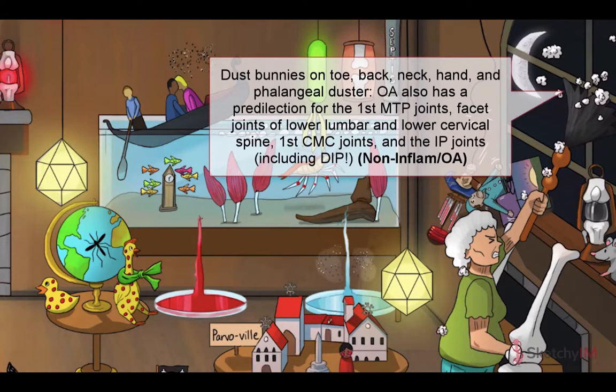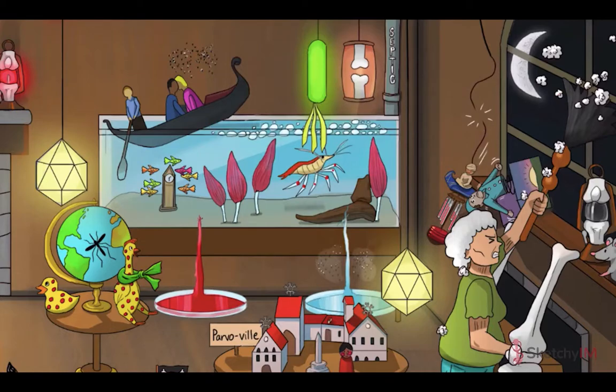When osteoarthritis affects the hands, it usually presents bilaterally and can closely resemble rheumatoid arthritis, though remember that rheumatoid arthritis typically spares the DIP joint.